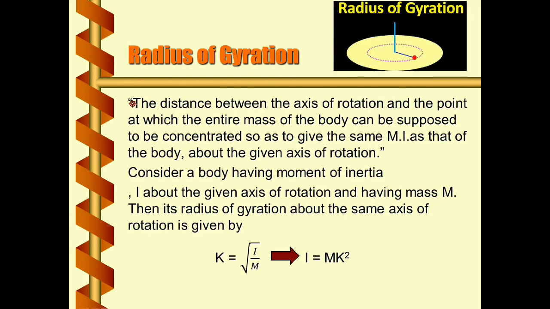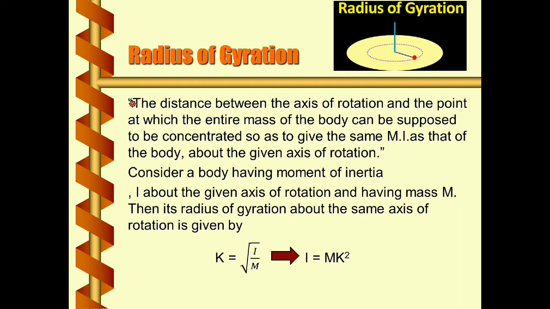Next, for your understanding, consider an example: suppose a uniform disc having mass capital M, having radius capital R, and having moment of inertia capital I. What I did next, suppose I am replacing this uniform disc by a point mass having the same mass capital M. Suppose I want to maintain the moment of inertia capital I as it is, as that of the disc, I have to place this point mass at a particular distance so that this I value will be the same. So that particular distance here will be nothing but the radius of gyration.